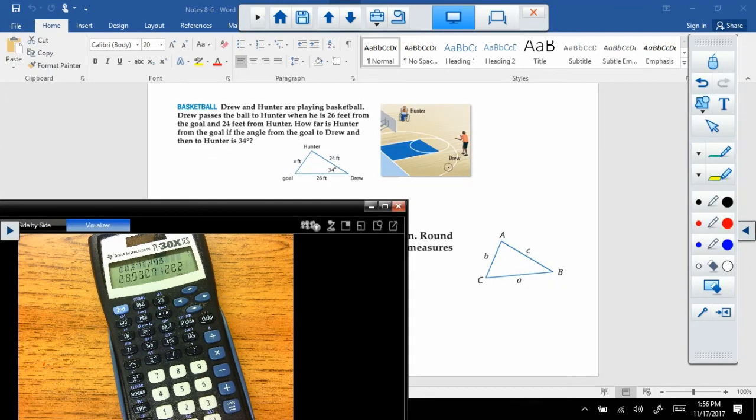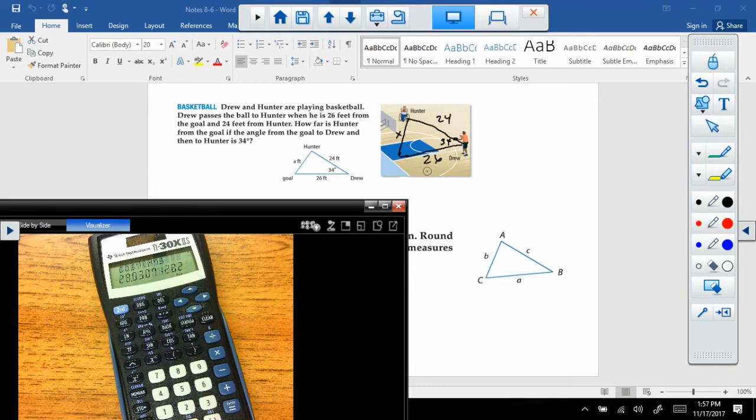And here it gives you this diagram. Drew and Hunter are playing basketball. Drew passes the ball to Hunter when he's 20 feet or 26 feet from the goal. So this would be 26 feet and 24 feet from Hunter. If the angle from the goal is 34 degrees, what we want to find is how far away is Hunter from the goal. So we want to find this distance here.